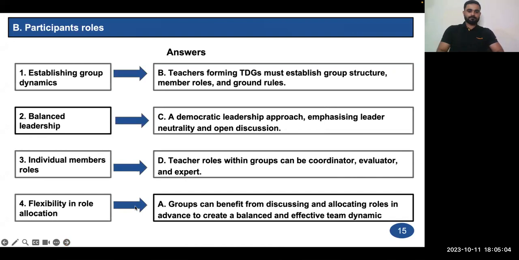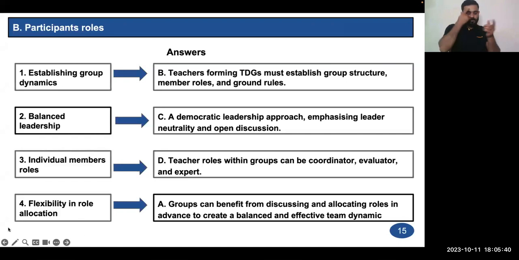And finally, the last one, flexibility in role allocation. The correct answer is A, where as a group, we can change the roles in every meeting, which gives the opportunity for everyone to have different roles. As well, if we discuss and decide in advance, it will help the teachers to prepare for those roles, and it will result in good, effective roles in the group.